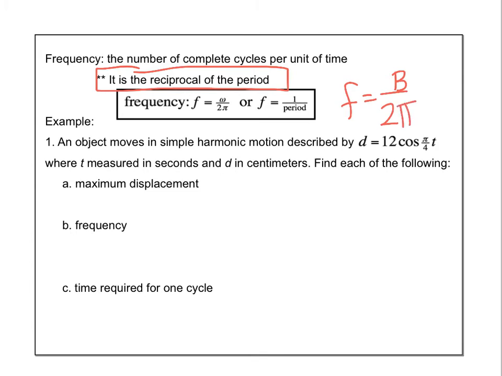I'm going to rewrite it with our letters. These are the physicsy letters here. What this is just saying is that it's the reciprocal of the period. You flip the period over. 1 over the period means the reciprocal.